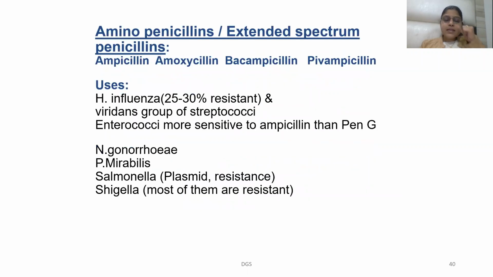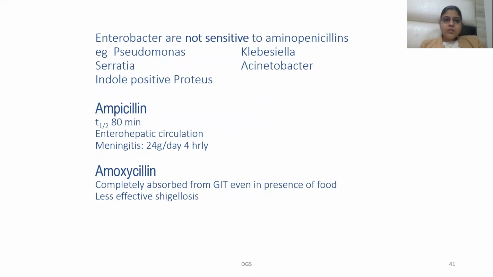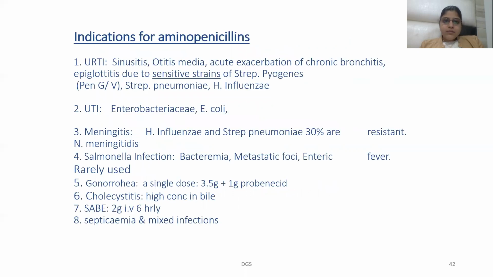Amino penicillins are extended spectrum penicillins, or amino penicillins. These can be ampicillin, amoxicillin, bacampicillin. These have a wide range, broad spectrum activity, effective against gram-negative bacteria also. These are effective against Haemophilus influenzae, Enterococci, Neisseria gonorrhoeae, Proteus mirabilis, Salmonella, Shigella. Enterobacter are not sensitive to amino penicillins. Examples, Pseudomonas, Serratia, Klebsiella, Acinetobacter. Ampicillin and amoxicillin can be given.